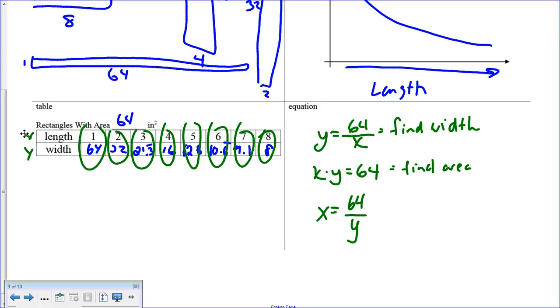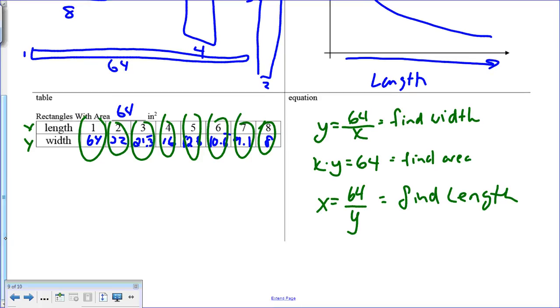And all three of these equations, so this finds the length, all three of these equations really serve the same function. They're just inverses of each other. Remember how we've been solving equations all week? If I took x times y equals 64 and I want to solve for y, divide both sides by x. Look what happens. So isn't that the same equation? I could also divide by y and solve for x. So that's why these are all the same thing. These are all inverses of each other.